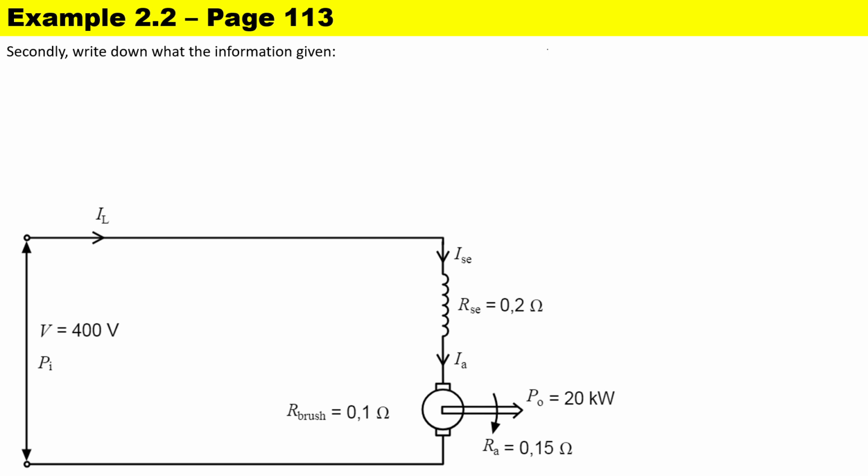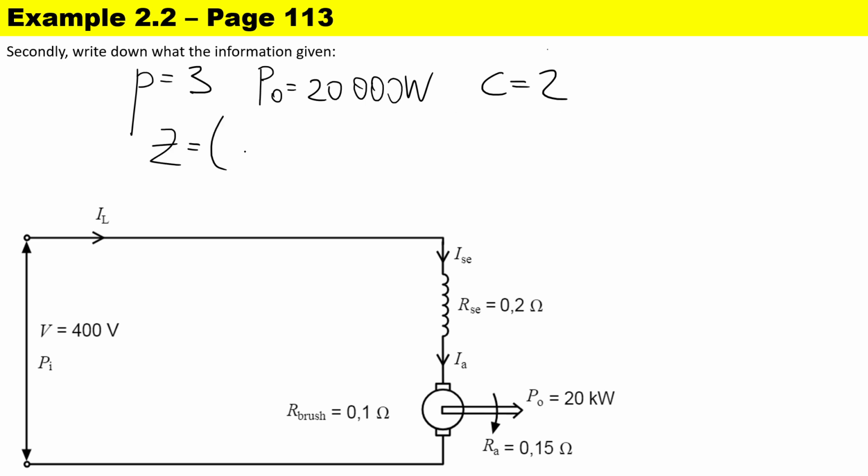Next step. We need to write down all the information given before we can actually start our calculation. First of all, it is a 6-pole machine, so therefore we have 3 pairs. 20 kilowatts is the output rating, so power out is 20,000 watts. The motor is wave wound, so therefore C is equal to 2, it's a constant. The number of armature conductors, we use the letter Z, and we have 36 slots multiplied by the number of conductors per slot. The efficiency is 92%.